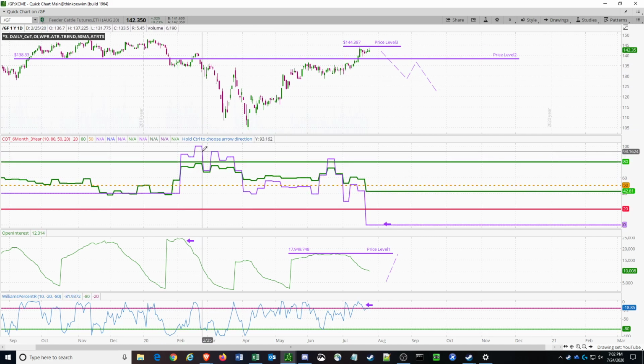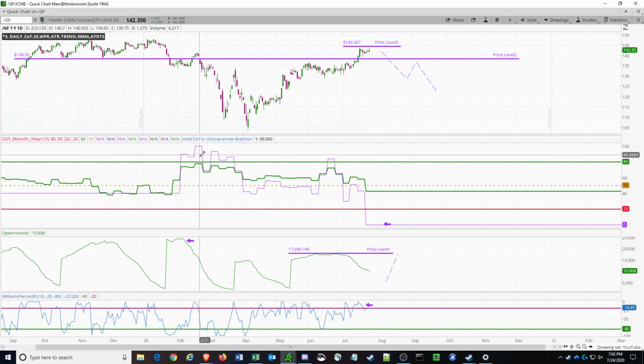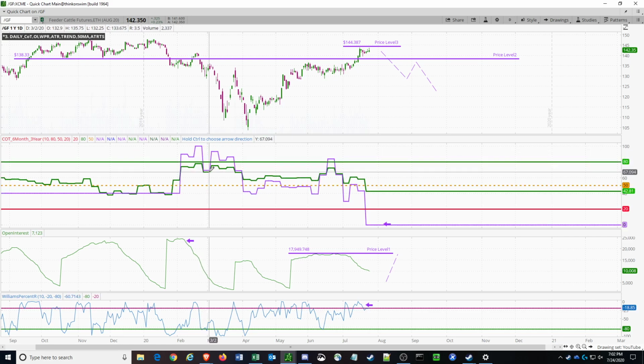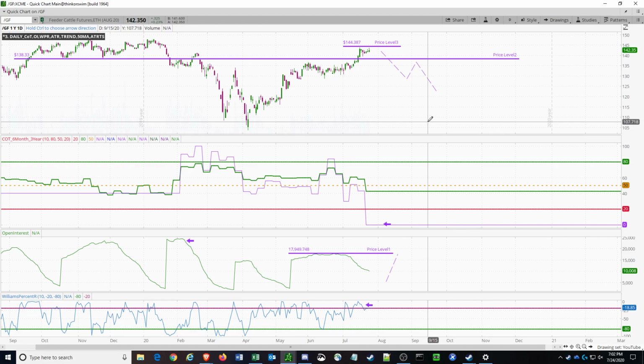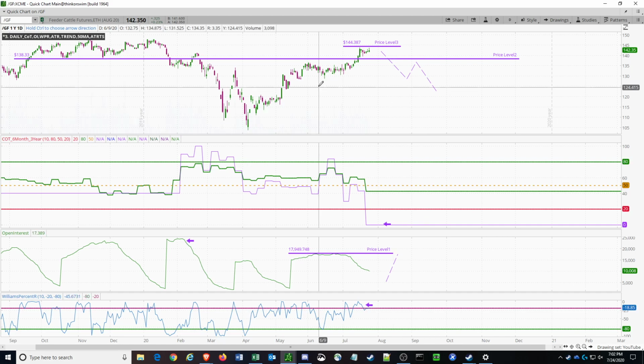Boy, but they were getting long back here. And then they closed out their positions just below the extreme, and then they got caught on the other side again. But this spike top bailed them out. This spike bailed out commercial interest here. Feeder cattle, not an impressive chart. Probably not one I'm going to play.